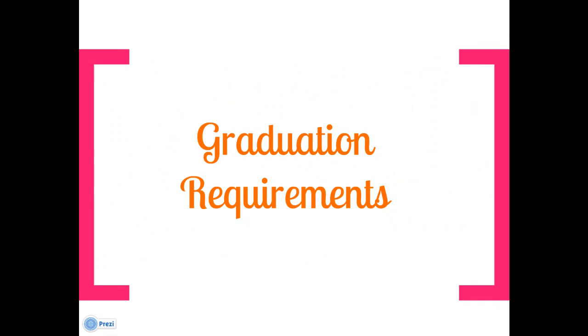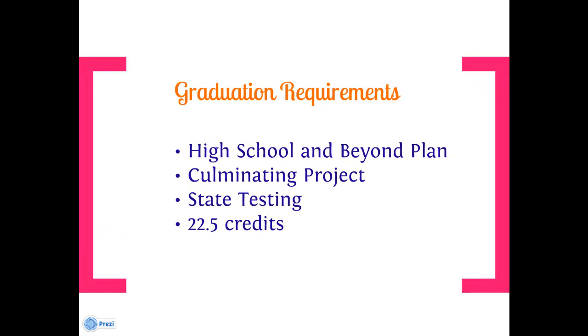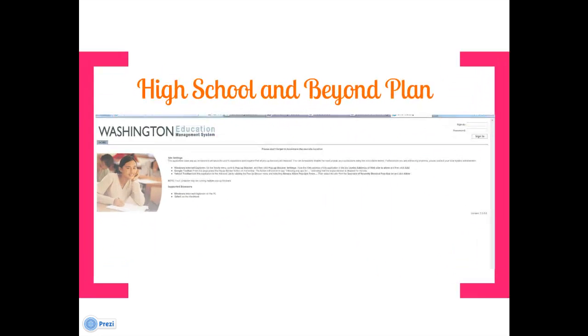Graduation requirements. For the class of 2017, students will need to complete the high school and beyond plan, present their culminating project, pass all state tests, and earn 22.5 credits. High school and beyond plan. This is the section where students upload artifacts, answer reflection questions, and input classes, grades, and credits.